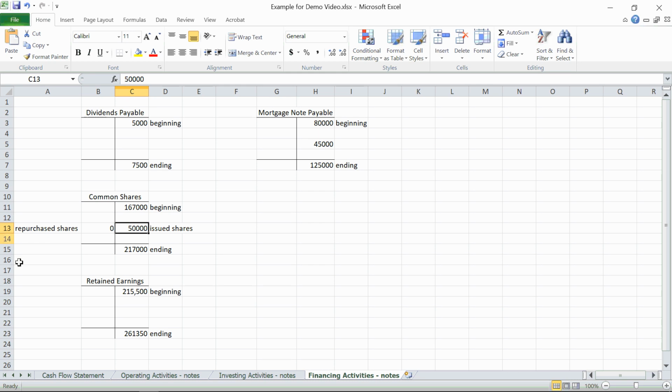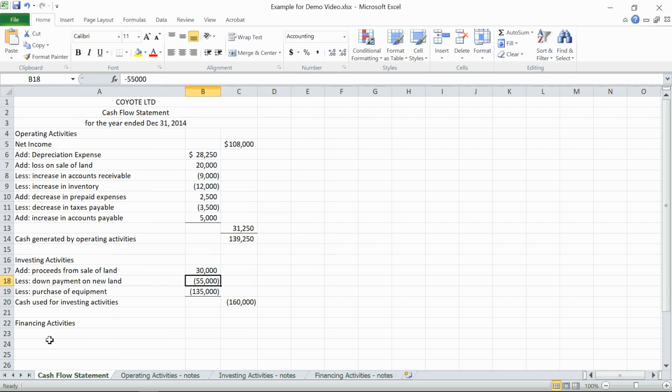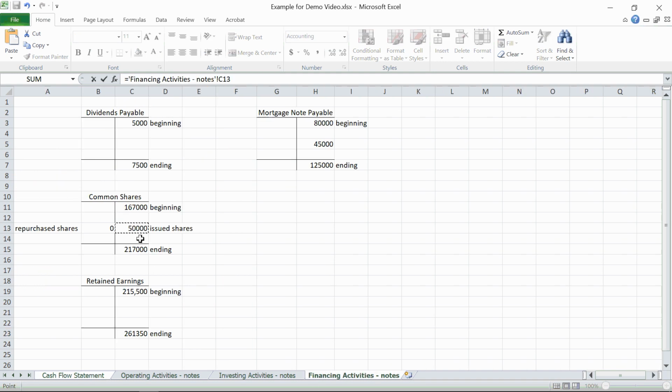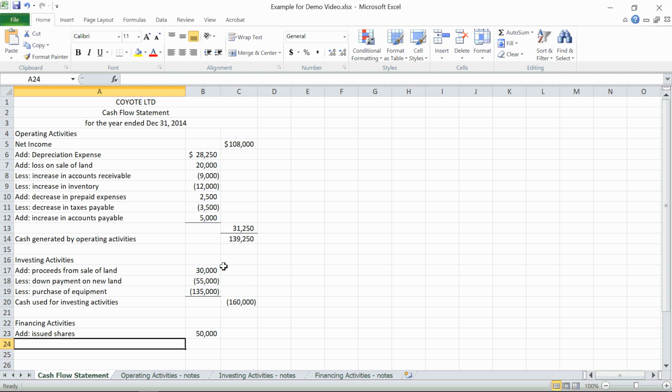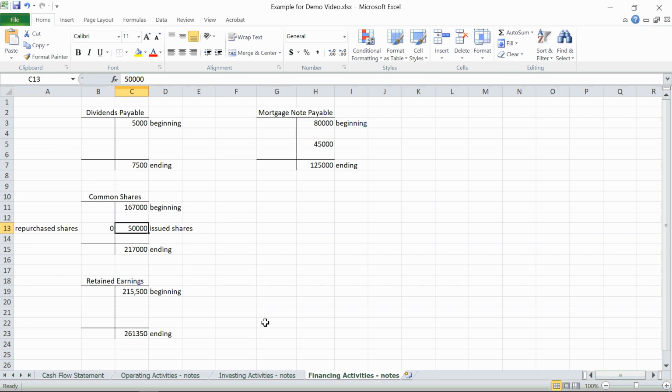And so I'm going to go to my cash flow statement, and I'm going to say add cash flow from issuing shares of $50,000 because you would have debited cash and credited the common shares account. And finally, we need to go looking for dividends, and that's exactly what it is. So even if a question doesn't say anything about dividends, you have to go looking for them.